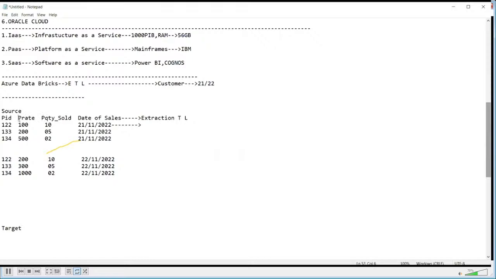So now, guys, I'm picking up these 3 columns. Picking up these 3 columns is the process of extraction. Now the columns are picked up. Now, guys, next comes transformation. Picking up is done. Transformation.